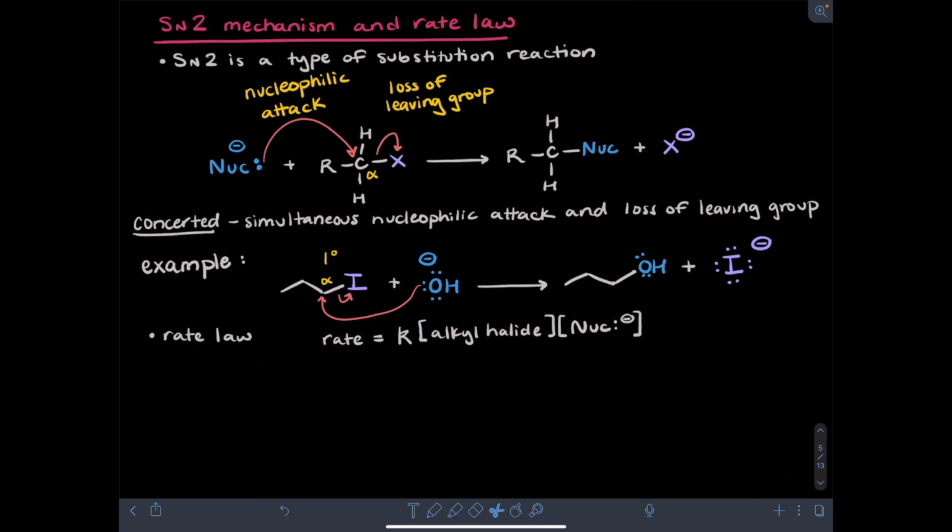If we wanted to look at the rate law for an SN2 reaction, notice that the nucleophile and the alkyl halide are both involved in a single step. In terms of our rate law, this means that both of those concentrations will matter. Our rate will depend on a rate constant little k, the concentration of the alkyl halide, and the concentration of the nucleophile. We would refer to this as a bimolecular rate law, meaning there are two molecules involved in the transition state.